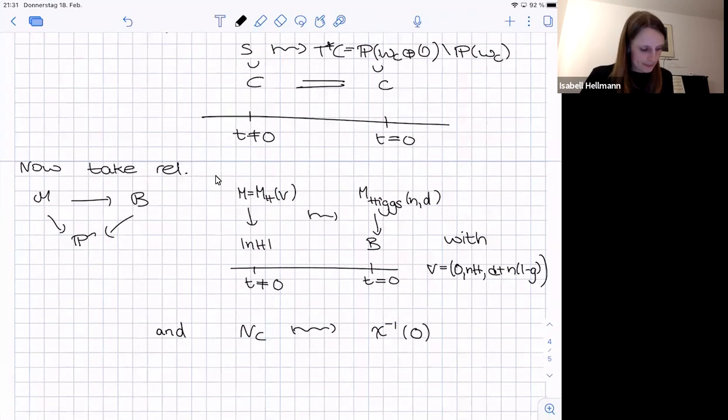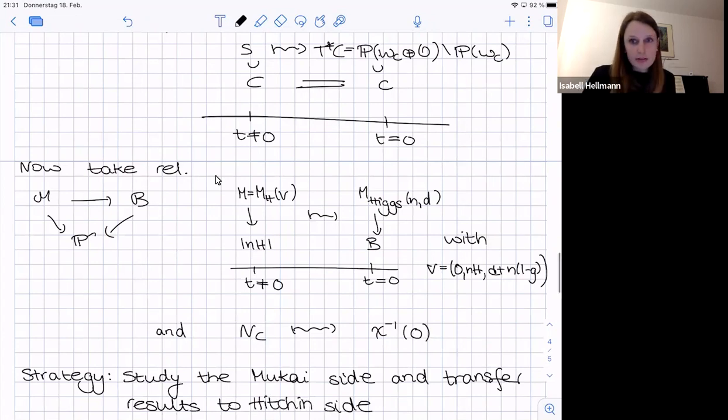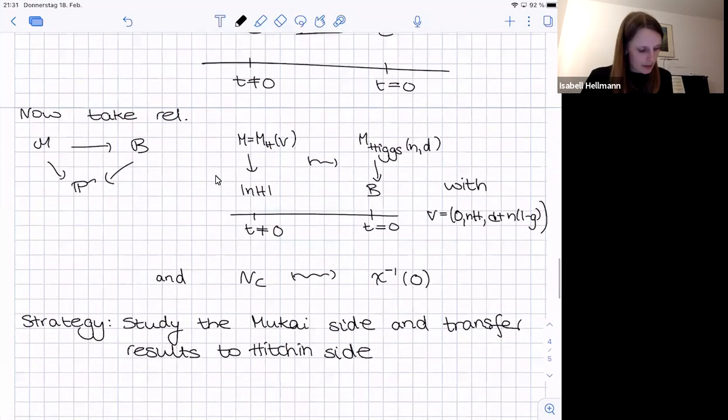So yeah, this lays out a strategy to study the Hitchin system, if you want. Namely, what I want to do is I study the Mukai side, and then I transfer results to the Hitchin side via this degeneration. So I want to say two remarks about this degeneration.